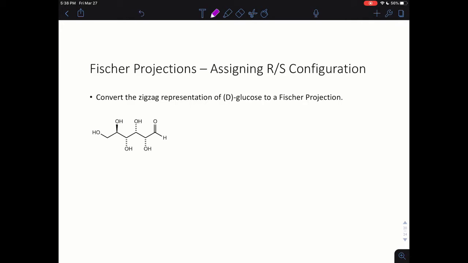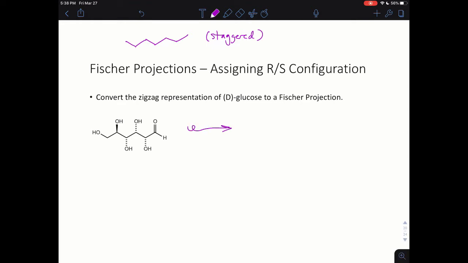Okay, we're going to take it up a notch. We're going to convert the zigzag representation. So zigzag just means that the carbon chain looks like this. It is a staggered conformation, and it's the normal lowest energy conformation of any alkyl chain. So that's all zigzag means. So we're going to convert the zigzag representation of D-glucose to a Fischer projection.